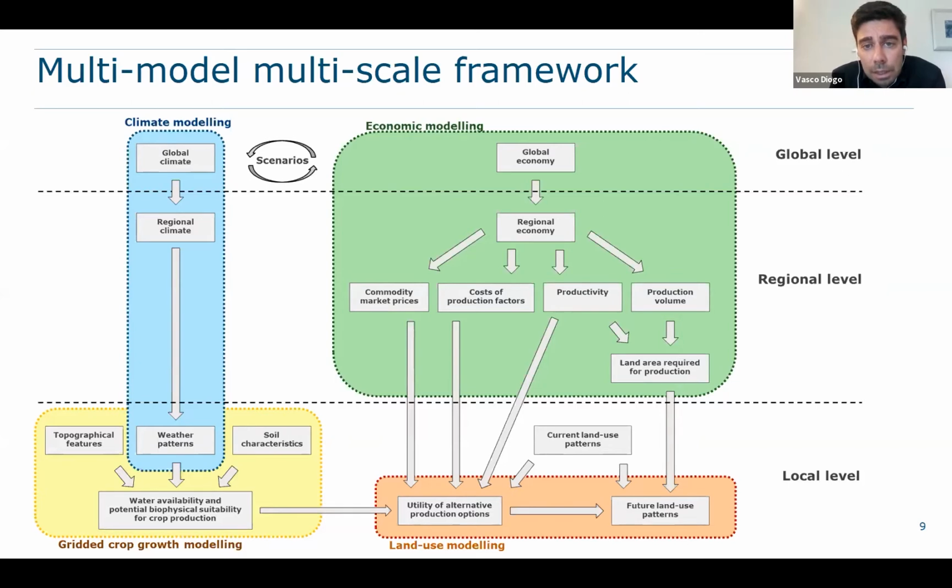regional level, which can then be coupled together with crop suitability maps in order to determine the utility of alternative production options. And when we combine this with the projections on the land area required for production at the regional level, we can then simulate the allocation of the agricultural land use for the future.